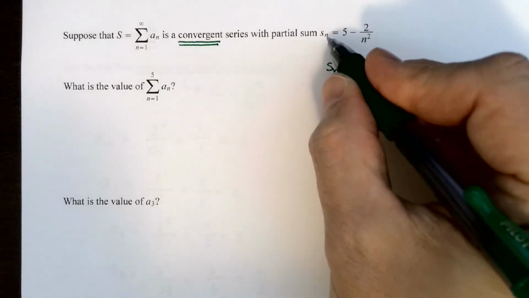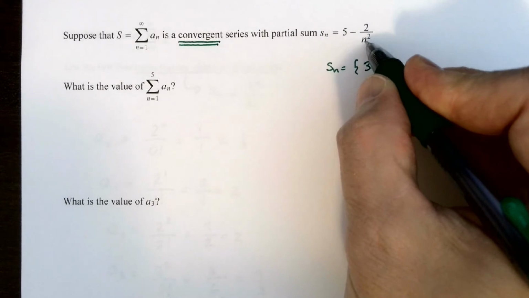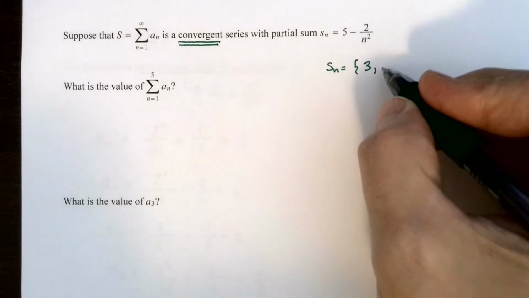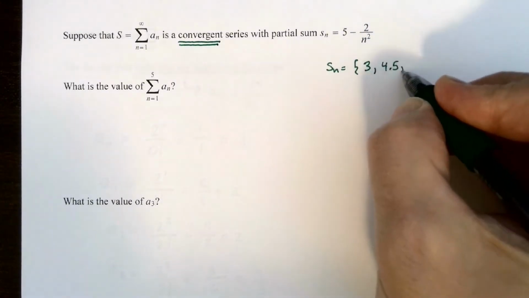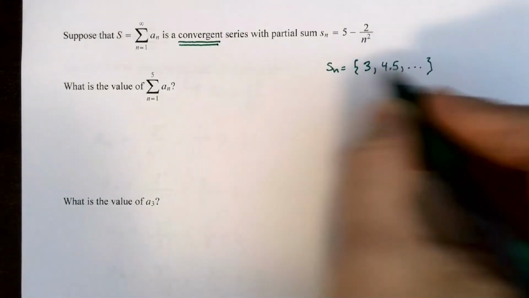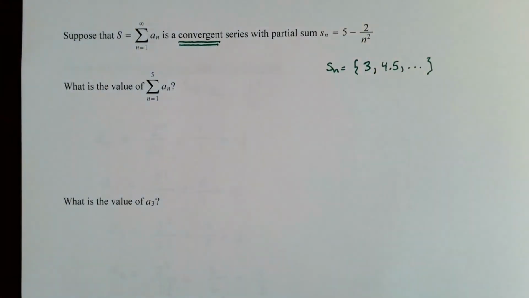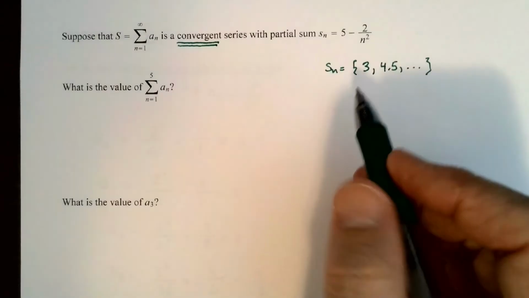When n is 2, 2 squared is what? 4. 5 minus 2 fourths, 5 minus a half. Anyway, that just lets you know that's the sequence of partial sums. This is the nth term for it.